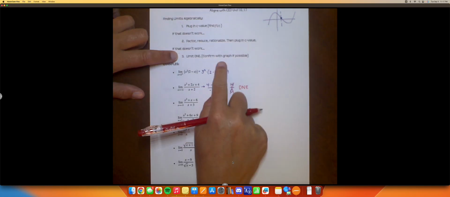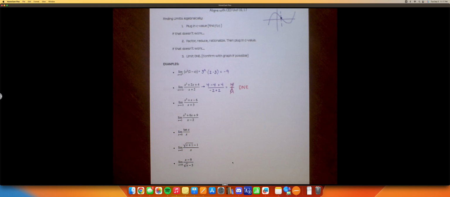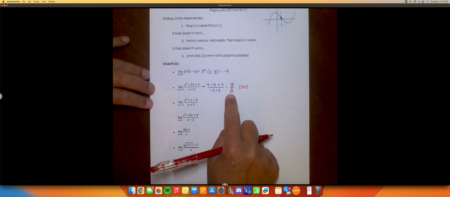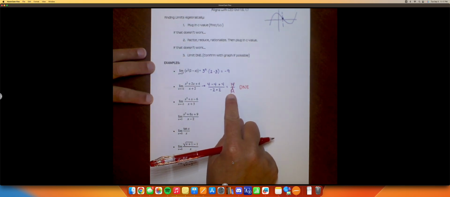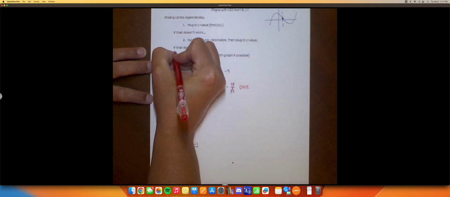I am going to confirm with a graph here in a minute, although remember a lot of the times you'll be asked to do this without being able to look at a graph, so you have to be confident in your algebra skills. But if you have a number over 0, that is an undefined value, that's going to create an asymptote, and that's a non-existent limit. So this situation tends to surface when we have a number over 0.